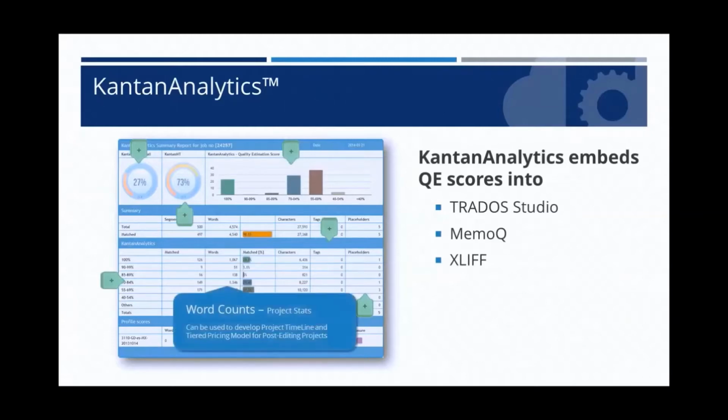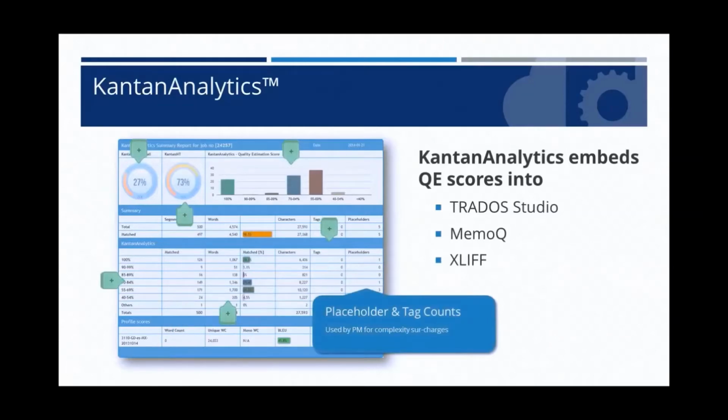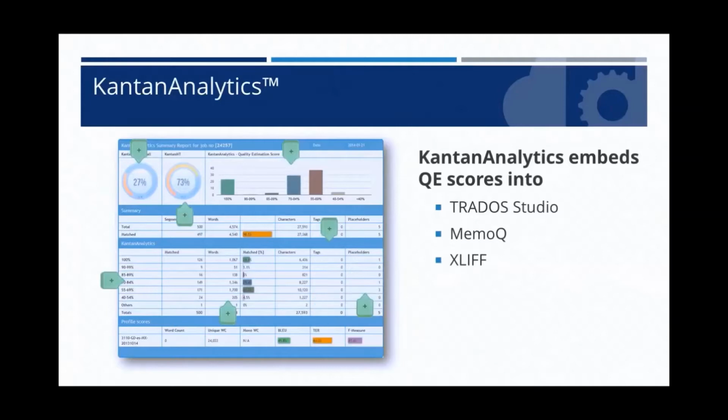So we tell you things like the word count, the ranges, we tell you the placeholder count and the tag count as well. And a really cool feature of this technology is that if you're using Trados files or MemoQ files or any such as Alchemy Catalyst files or even files that are derivatives of XLIFF, which is a kind of a standard in the industry, we embed a score, a Kantan Analytics score, which we refer to as a quality estimation score, with every segment that you translate. And when your translator views that translation in their favorite CAT tool, where they used to see fuzzy match scores, they will now see the Kantan Analytics quality estimation scores. So now they can filter their projects and prioritize what they're working on.